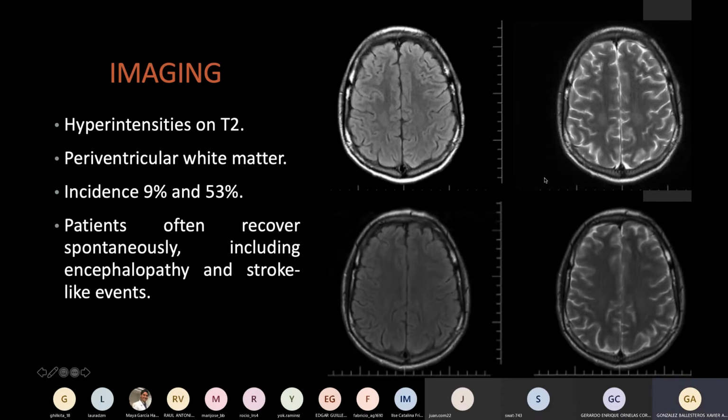Here I'm showing you axial T2 and FLAIR images that show discrete symmetrical hyperintensities in the parietal lobe white matter, as we can see here, and no abnormality was observed on T1. And in this patient, 30 days after the onset of the symptoms, the findings that were previously described disappeared.